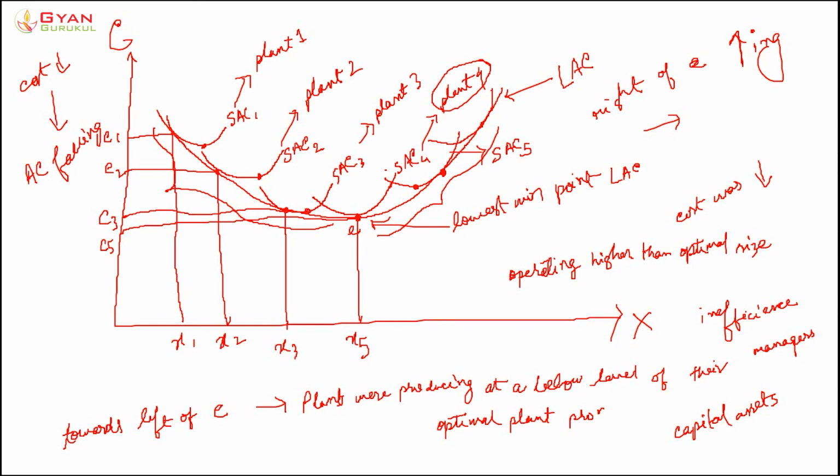The plants were operating at a point which is above the optimal plant size, and as a result, what happens? Cost increases, which led to average cost increasing. So beyond point E, average cost starts increasing, right? So that's why we see a U-shaped long run average cost curve, right?